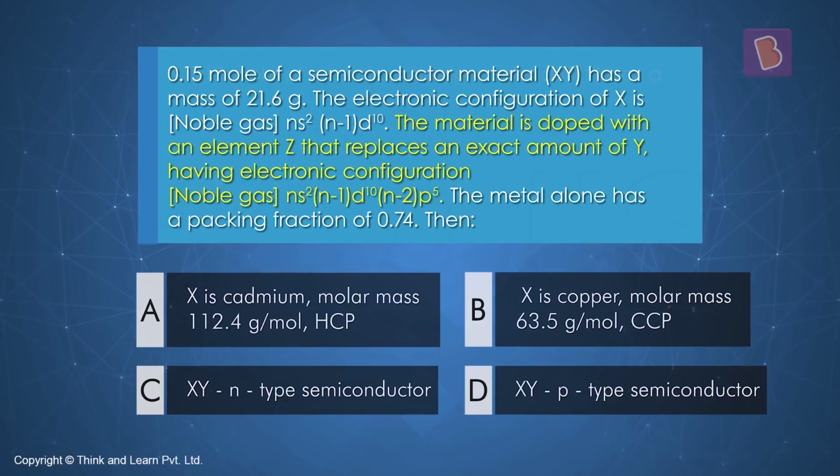And then the material is doped with some other element, Z. Now this replaces an equivalent amount of Y, and now Z has a different configuration. Yeah, let's go. NS something, N minus 1 D something, N minus 2 P something. Okay, so let's see what we can do. The options talk about X being a metal, specifically cadmium or copper, and HCP and CCP, and whether the semiconductor formed is N-type or P-type.